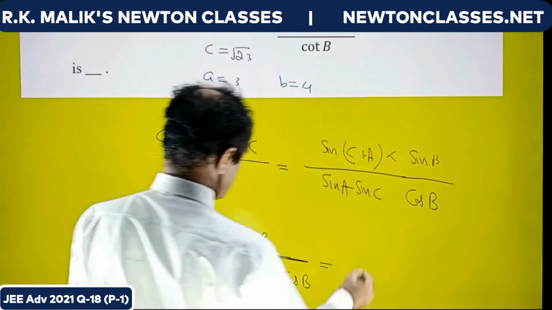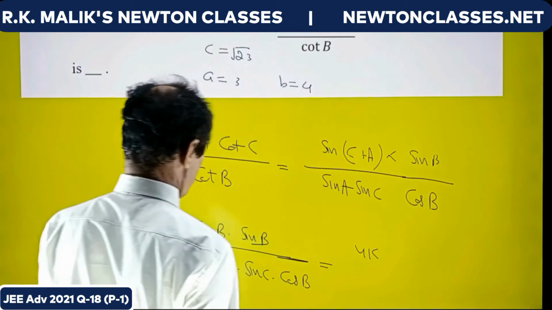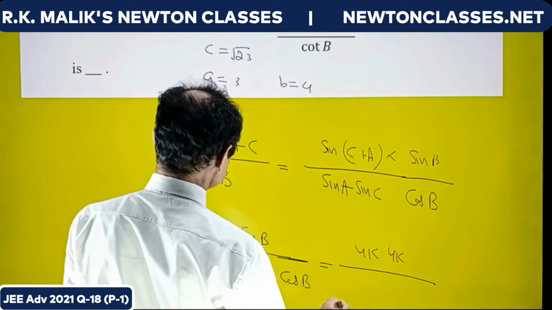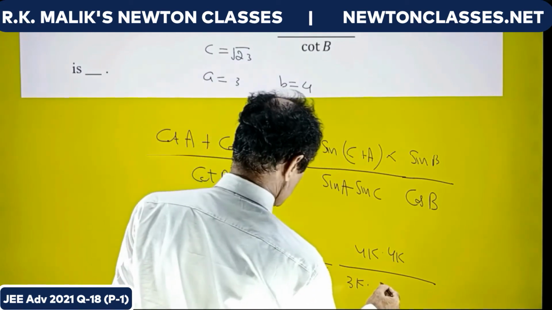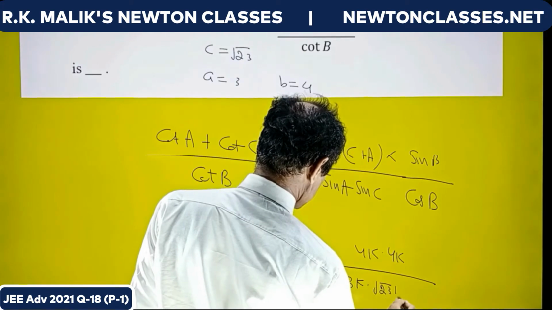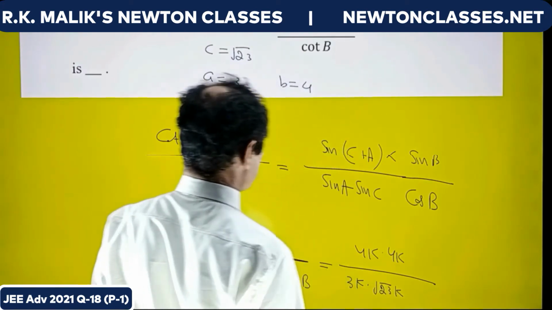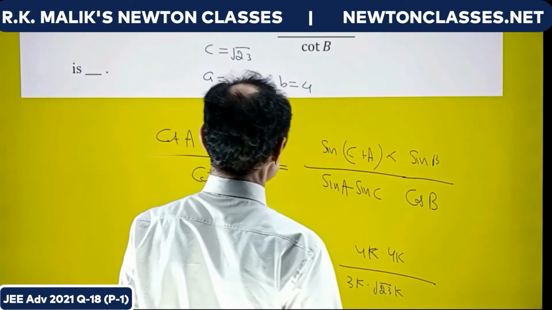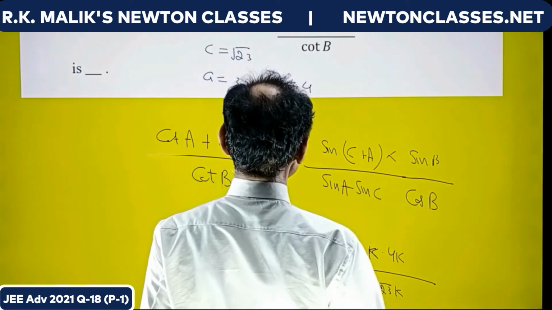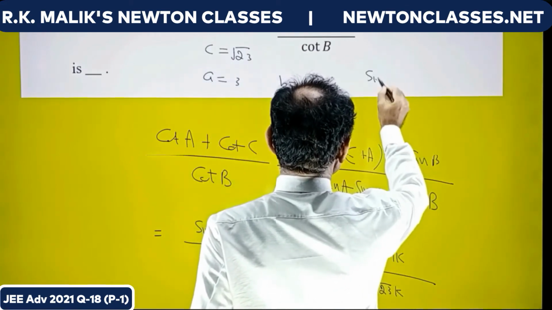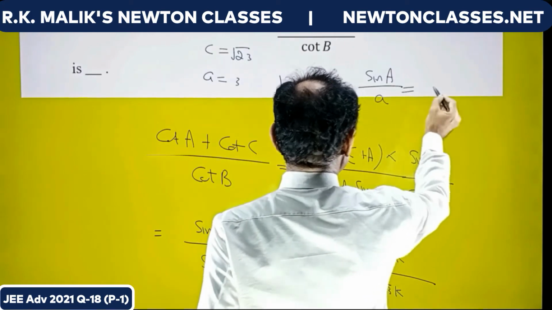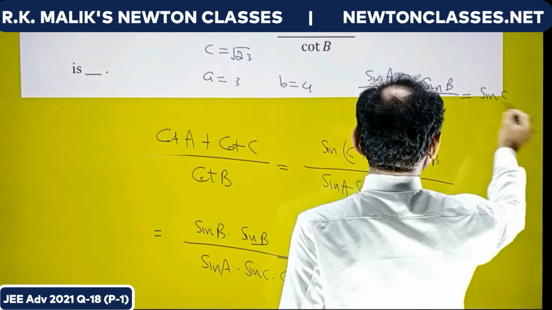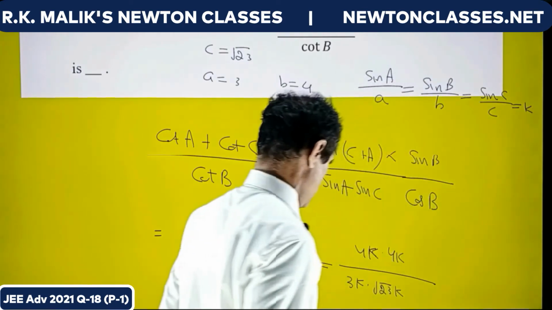Hence we get sin B equal to 4k into 4k upon 3k into under root 23k, and the value of cos B can be found by using the cosine formula. If you are thinking that what is k, k has come from the sine formula, that sin A upon A is equal to sin B upon B is equal to sin C upon C is equal to k.